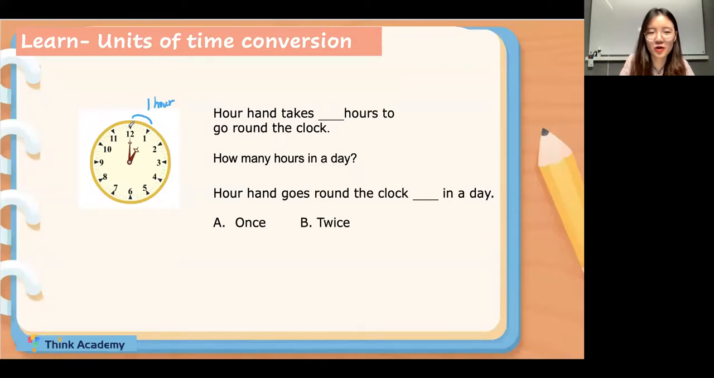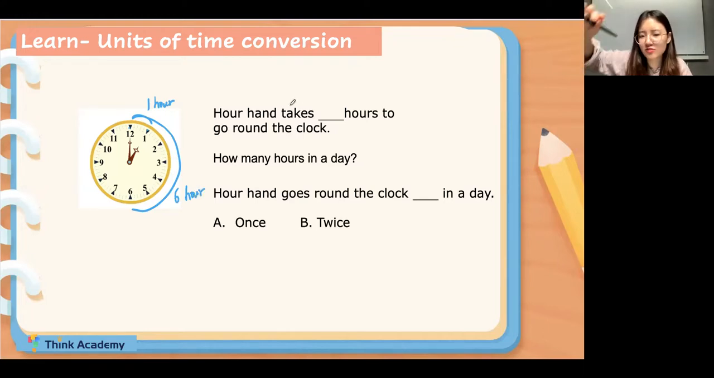Okay, so from 12 to 1, 1 hour has passed. And from 12 to 6, then 6 hours have passed. If the hour hand goes round the clock, then how many hours will be taken? 12. Very well done, everyone. Great. I'm so proud of you. 12 hours. So our hour hand will take 12 hours to go round the clock, okay?